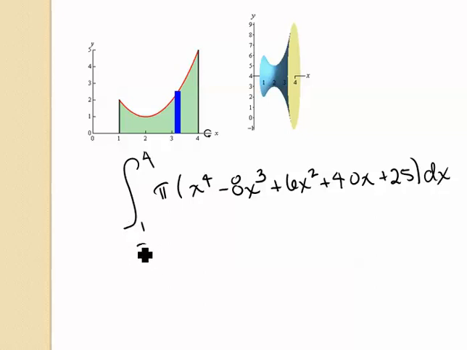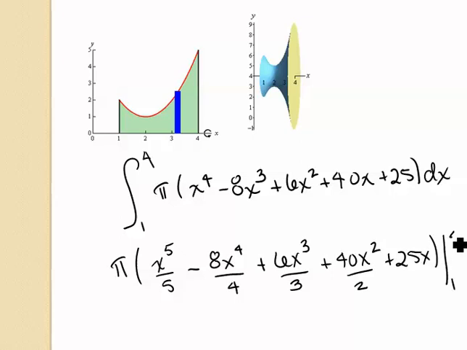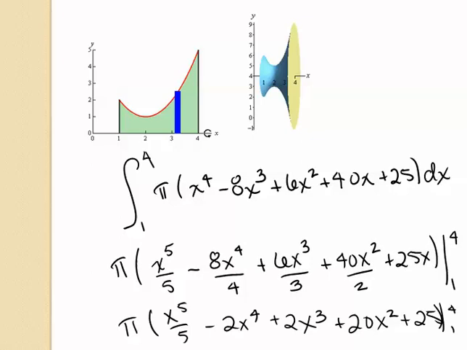Remember, when you integrate, what you're doing is you're raising your exponent by 1 and then dividing by that new exponent. So I take the x to the 4th and raise that by 1, so that becomes x to the 5th, divided by my new exponent, minus 8x to the fourth divided by 4 plus 6x to the third divided by 3 plus 40x squared divided by 2 plus 25x. And I'm going to evaluate that from 1 to 4. This can be simplified down a little bit.